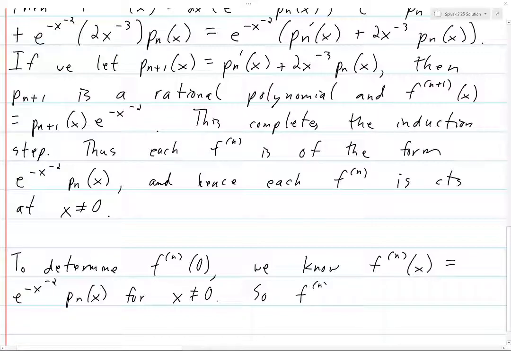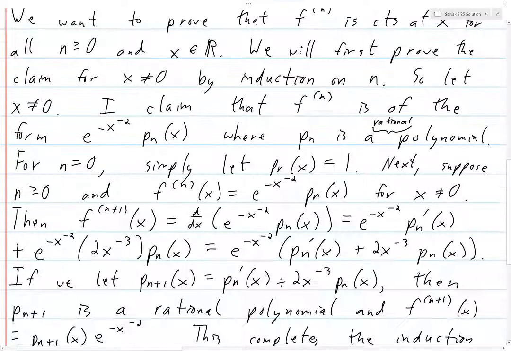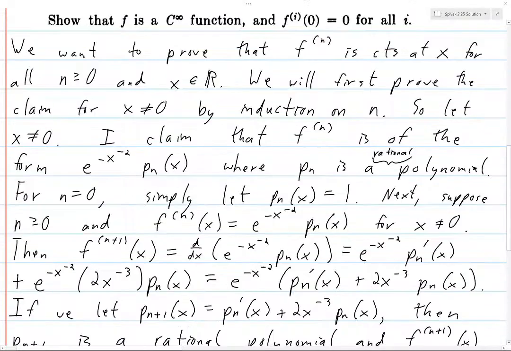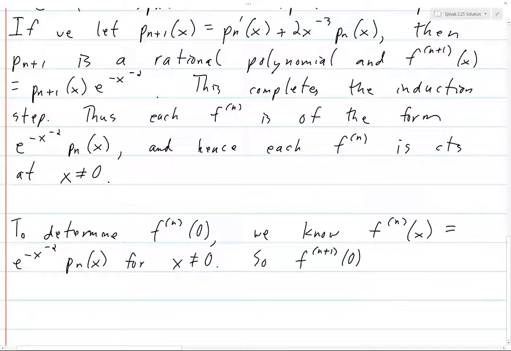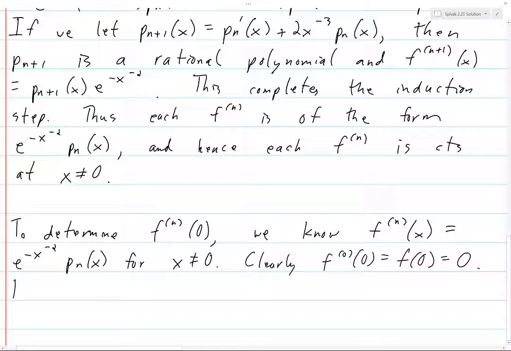So we can use that to our advantage when evaluating this. So we have f to the n of 0. Well, let's do f to the n plus 1 of 0. So here's how we're going to do this. Clearly f to the 0 of 0 is just f of 0, which we know is 0. For n greater than or equal to 0, if you take the n plus first derivative of 0, then you're going to be taking the limit as h goes to 0 of f to the n of h minus f to the n of 0.